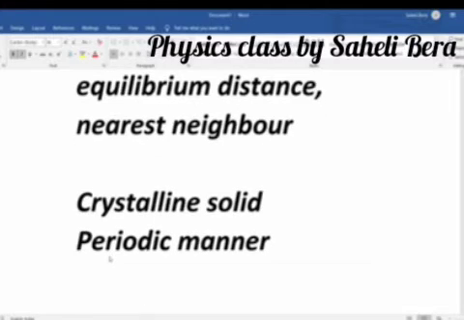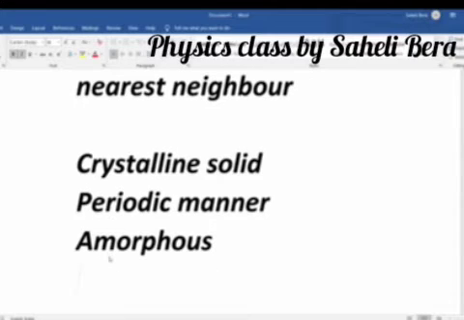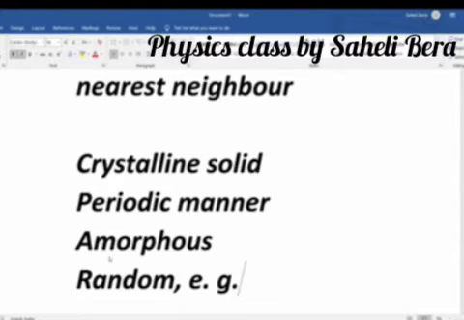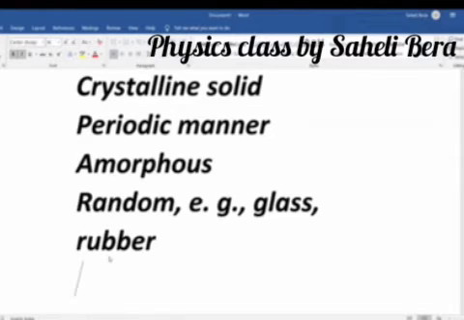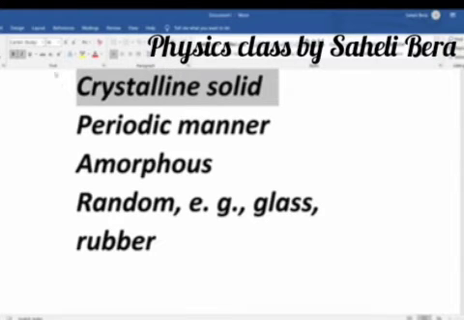So obviously there will be a non-crystalline thing. So non-crystalline, or we can call it amorphous. So what is amorphous? Obviously, those which are not arranged periodically, rather arranged randomly. So it has no certain pattern. Examples: glass, rubber, and many more. So now we will highlight this part, that is crystalline solid.